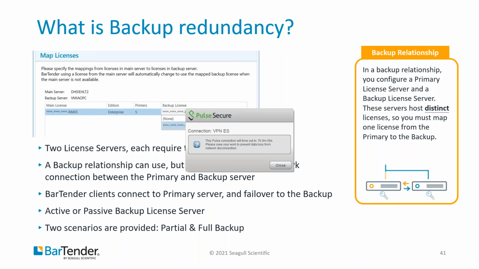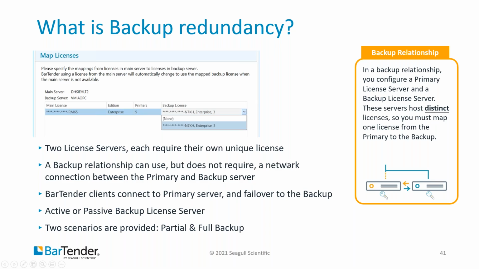In the scenario where one of the license servers goes down, then of course half of your users would switch over to the other license server, which is being used as a backup license server. Of course, this requires two distinct licenses. So the customer would need to purchase two BarTender licenses, one for the primary and one for the backup.